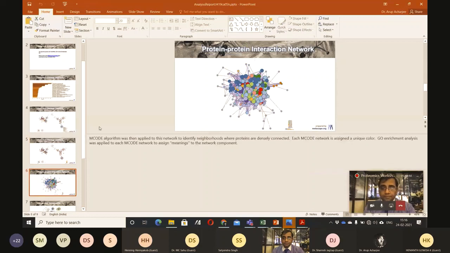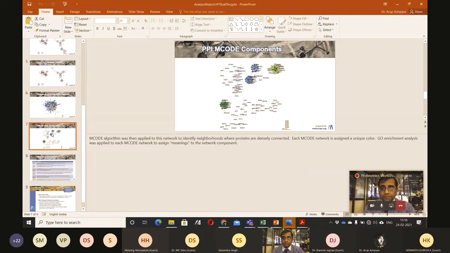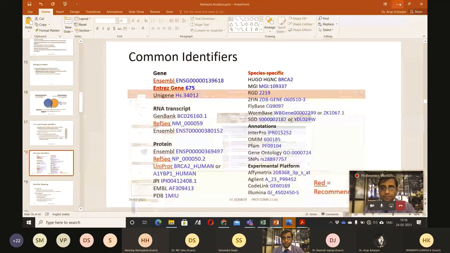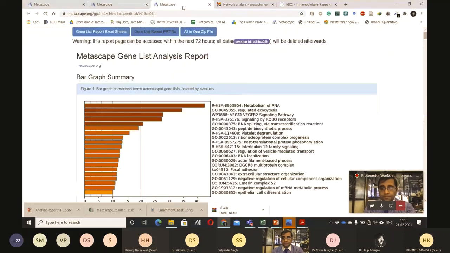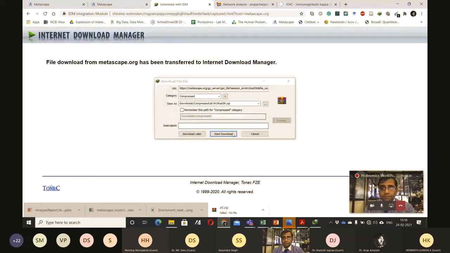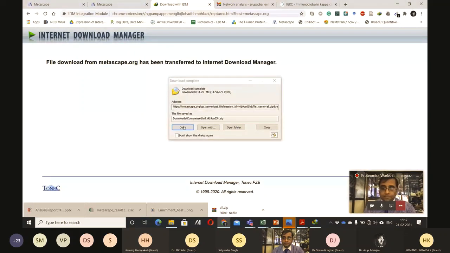All this PowerPoint basically explains to you how the study was done and what algorithm was applied, and if you really need to know more about it, you have to download the all-in-one zip file. The entire analysis can be downloaded. It's a pretty large file, around 11 MB of analysis. This can be downloaded, and you can start playing with your own data set and try to understand.